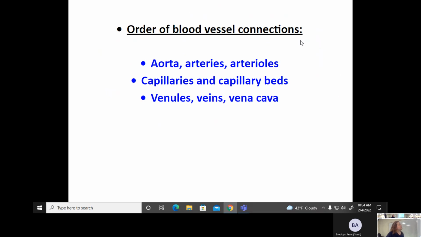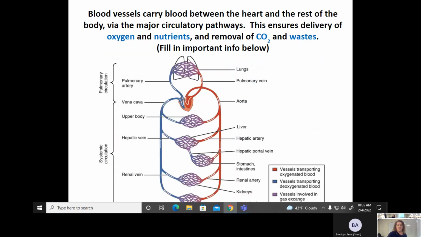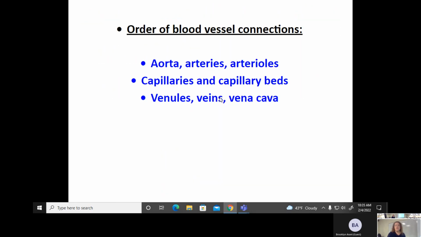Okay, so this set of words, I'm coming back to it, I promise, kind of goes with this concept. So your blood vessels are supplying an endless loop to and from your heart, and they move in this order, starting from the heart, coming out the aorta, and eventually coming back to the heart through the vena cava.